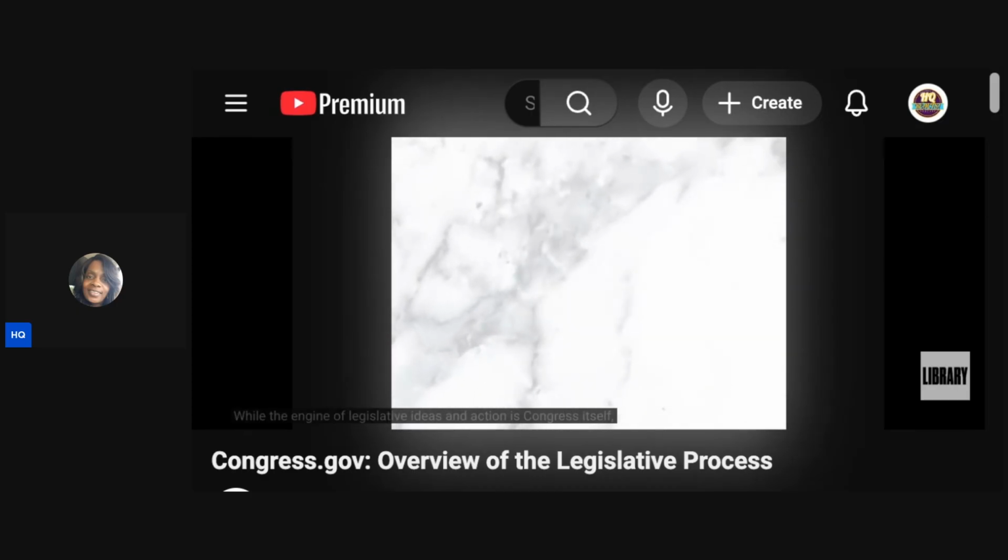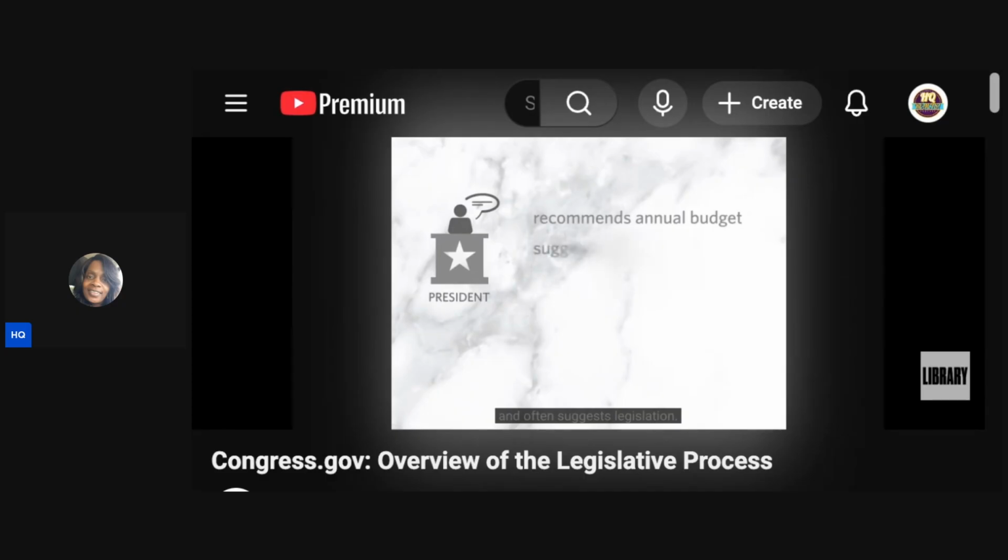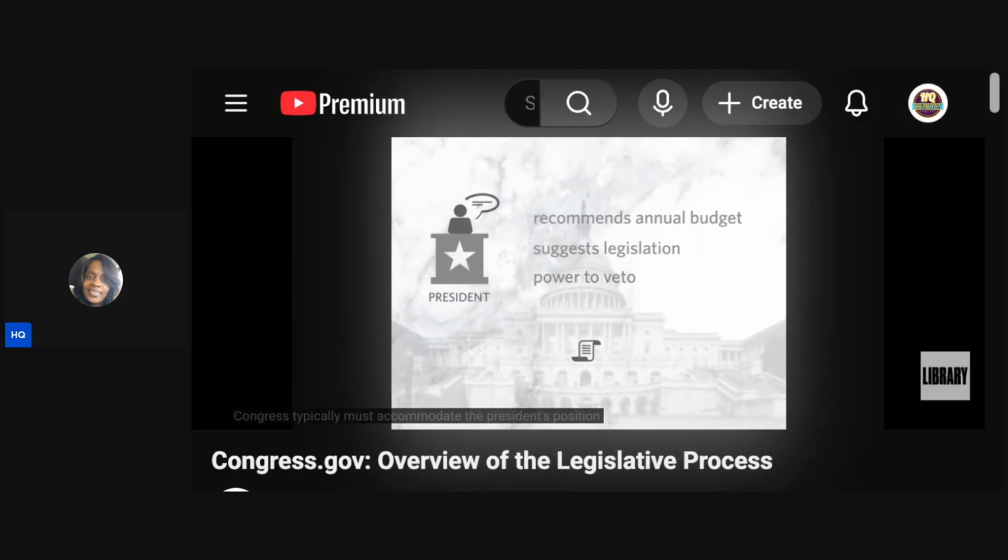While the engine of legislative ideas and action is Congress itself, the President has influence in the legislative process as well. The President recommends an annual budget for federal agencies and often suggests legislation. Perhaps more significantly, the power to veto legislation can affect the content of bills passed by Congress. Since it is quite unusual for law to be enacted over a presidential veto, Congress typically must accommodate the President's position on proposed policies.